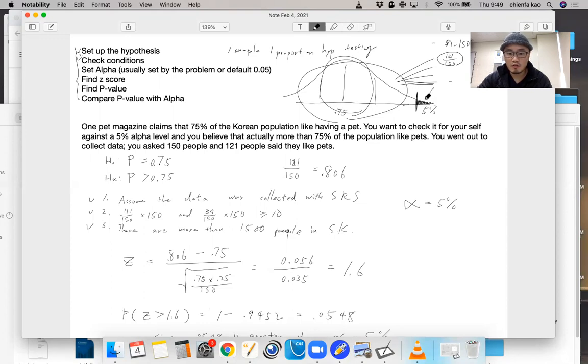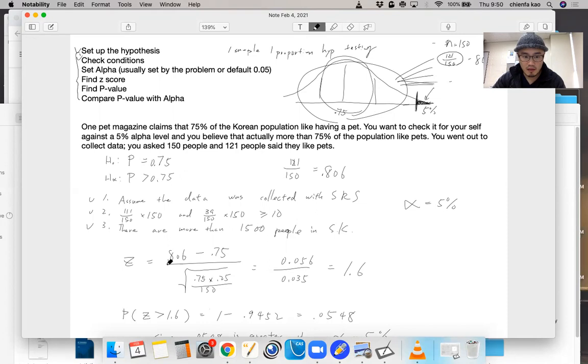For example, if this one I calculated was roughly 80.6%, we're going to ask, is this one within the top 5%? Because if it's in the top 5%, we're going to reject the null. We define that as too extreme. So maybe your original hypothesis is wrong. It's actually higher than 75%. That's what you're trying to test.